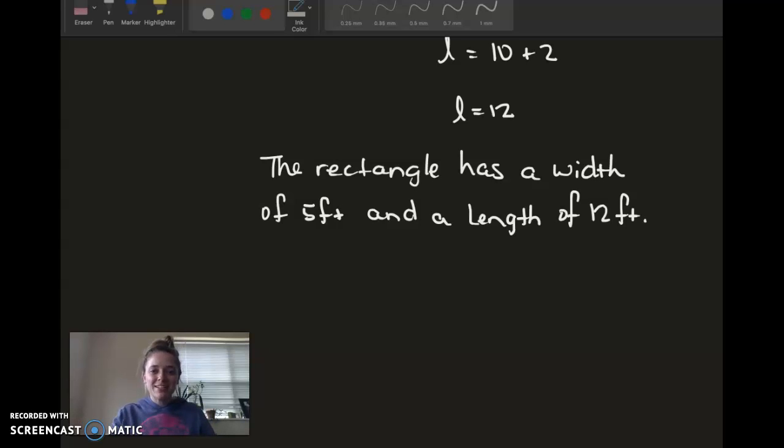Hello, welcome back. The last thing that we looked at was the word problem having to do with the rectangle, so we're going to look at a few more word problems.